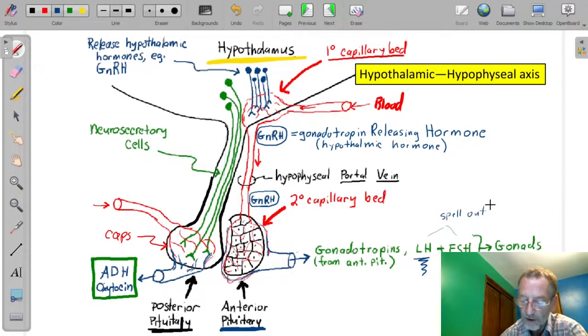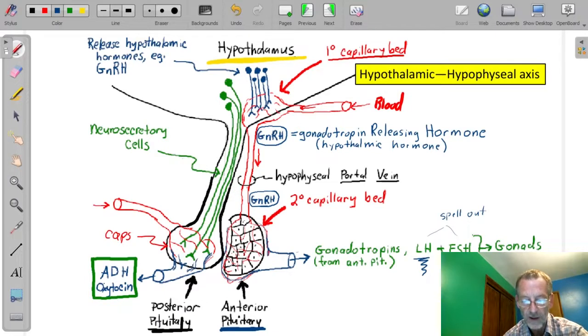Luteinizing hormone and follicle stimulating hormone. Those are gonadotropins, so they target the gonads. We're going to start with the male, but it'll be the same exact story for the female. That should hopefully be some review from ANP1 when you did the endocrine system.